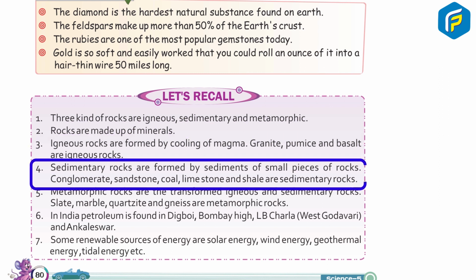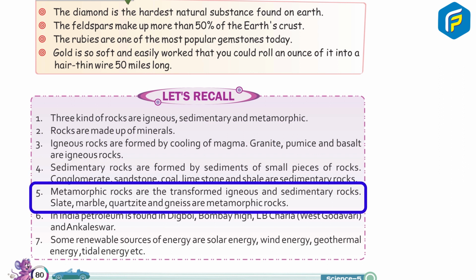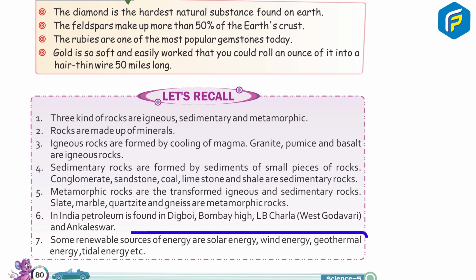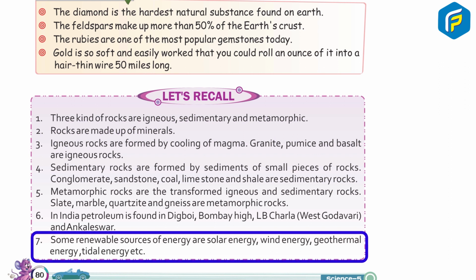4. Sedimentary rocks are formed by sediments of small pieces of rocks. Conglomerate, sandstone, coal, limestone, and shale are sedimentary rocks. 5. Metamorphic rocks are the transformed igneous and sedimentary rocks. Slate, marble, quartzite, and gneiss are metamorphic rocks. 6. In India, petroleum is found in Digboy, Bombay High, L.B. Charla, West Godavari, and Ankleshwar. 7. Some renewable sources of energy are solar energy, wind energy, geothermal energy, tidal energy, etc.